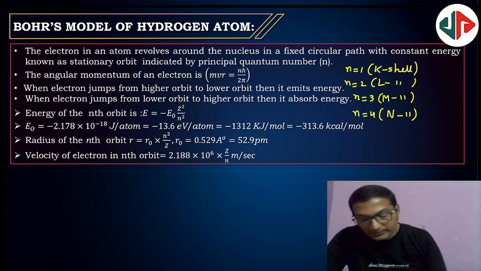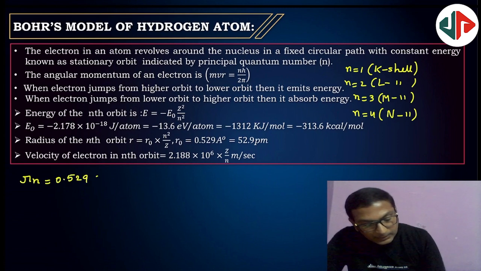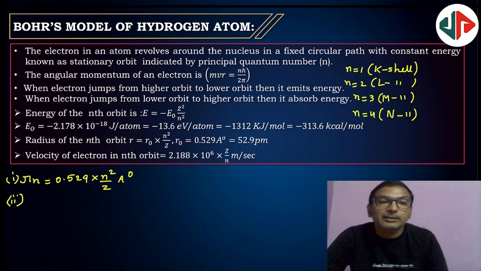Next, here we will be having different relations. Radius of the nth orbit is 0.529 into n square by Z angstrom units. First formula, radius of the nth orbit. Radius of the nth orbit depends on the n value and Z value. n is the orbit number, Z is the atomic number.